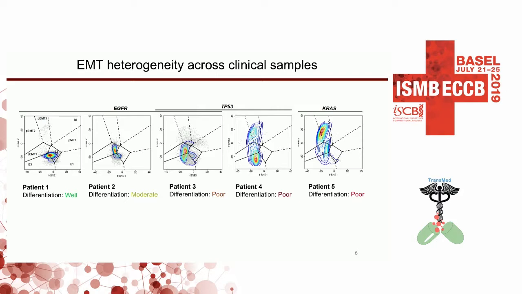If you look closely at the data, you will see that for patients 3, 4, and 5, most of the data is represented in the epithelial and the partial states. It seems that most of these patients also correlate with poor differentiation status. And you could also see that based on their mutation status, there is some kind of a trend in their ordering.